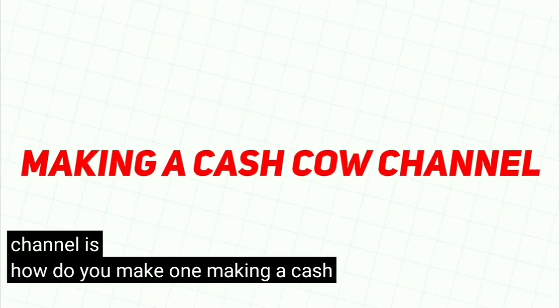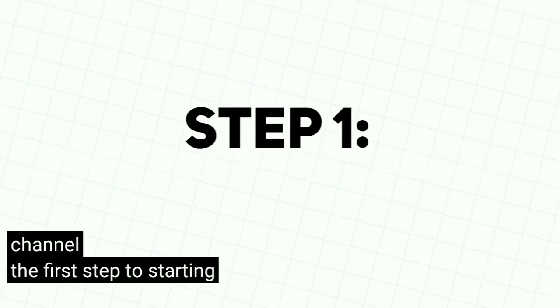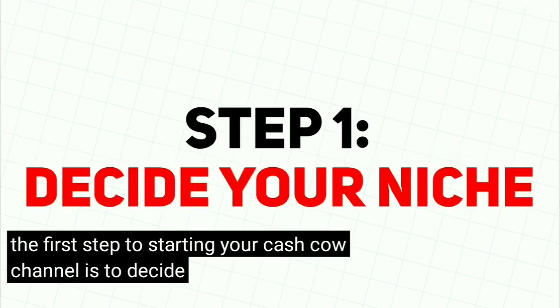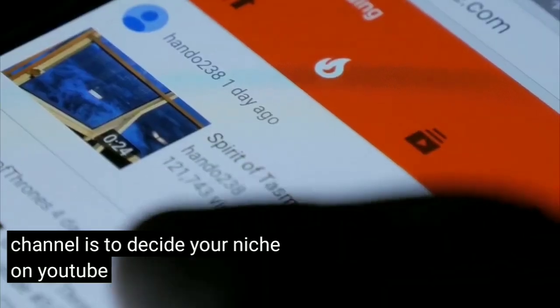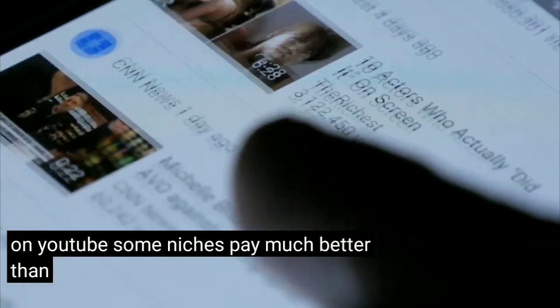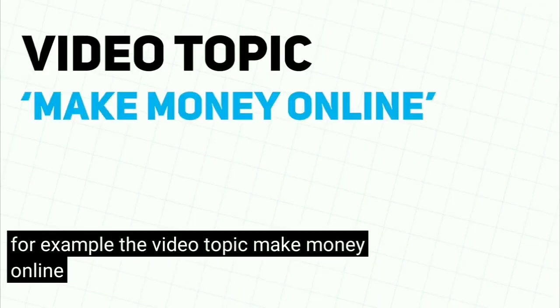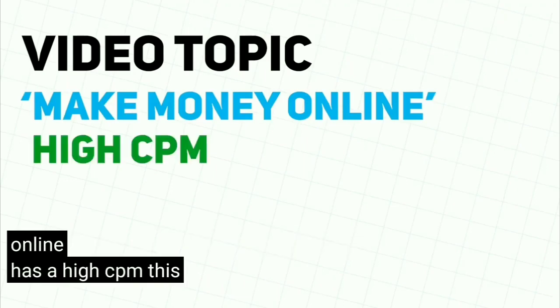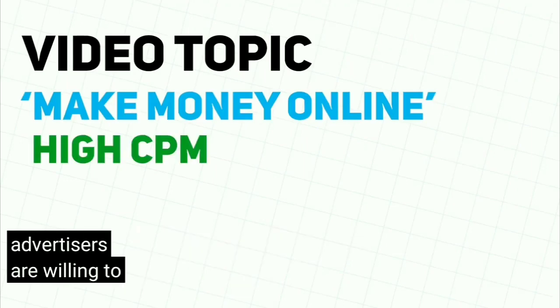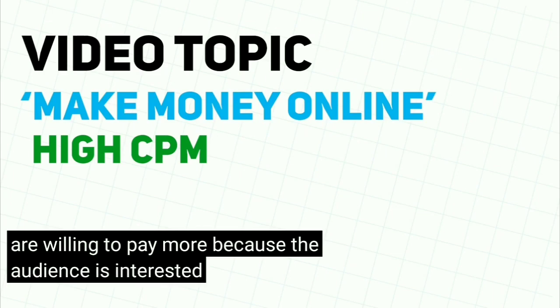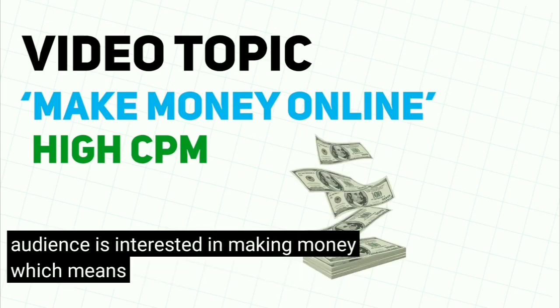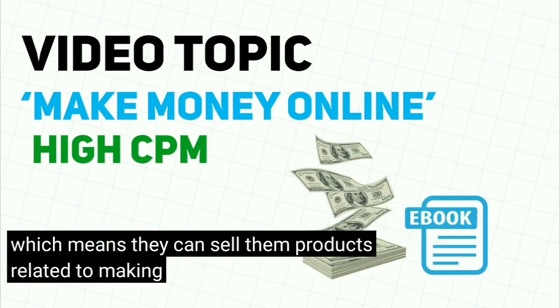So, now that you know what a cash cow channel is, how do you make one? Making a cash cow channel. The first step to starting your cash cow channel is to decide your niche. On YouTube, some niches pay much better than others. For example, the video topic, Make Money Online, has a high CPM. This is because the advertisers are willing to pay more because the audience is interested in making money, which means they can sell them products related to making money.